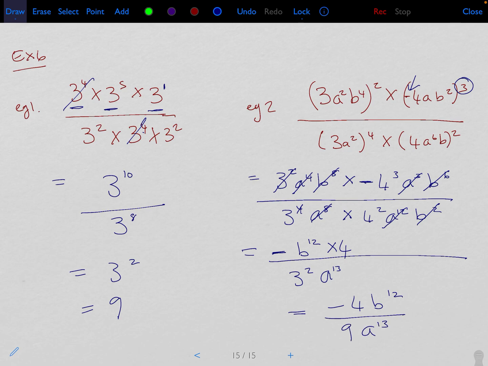So if it makes you happy, you can multiply this way first and then cancel, or you can cancel first, it doesn't matter, but just be very careful and make sure you can see what you're doing. And that's it for today. You're just going to practice these rules.